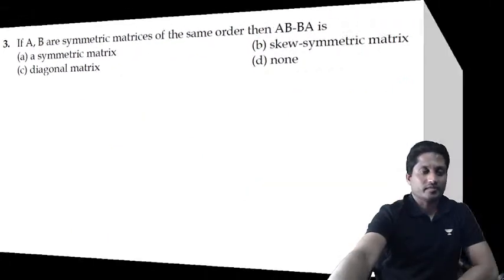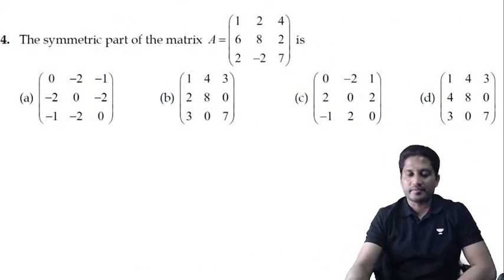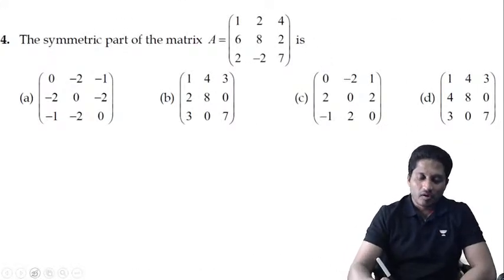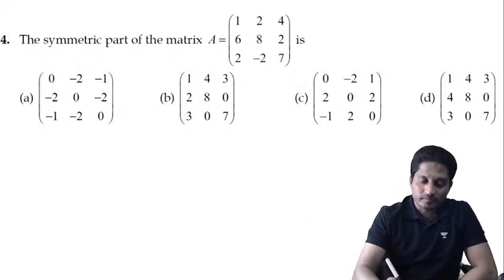Right, let's move to the next question. Question number 4. Yeah, you can solve it, no problem, but it's a standard result, Gaurav. If A and B are symmetric matrices of the same order, AB plus BA will be symmetric, AB minus BA will be skew symmetric.